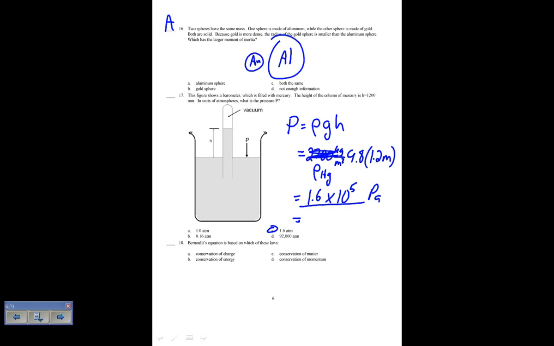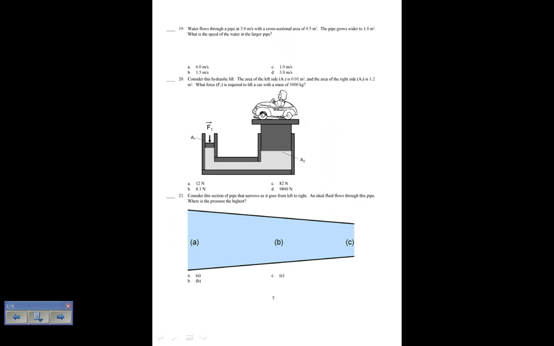And I'm pretty sure the answer is 1.6. Let me check. Number 17 is C. Yeah, 1.6 times 10 to the 5th pascals, and that's 1.6 atmospheres. Bernoulli's equation is based on which of these laws? Bernoulli's equation is based on the conservation of energy. That's B. In fact, the conservation of energy per unit volume. So that's number 18 is B.